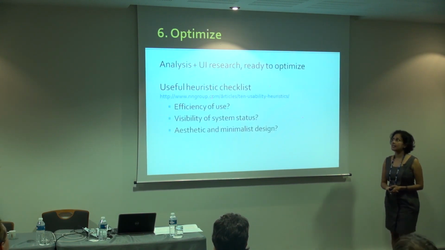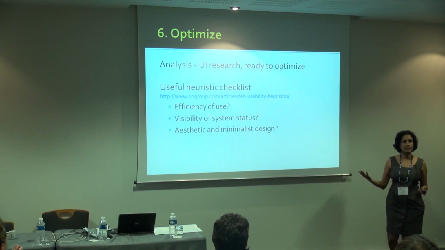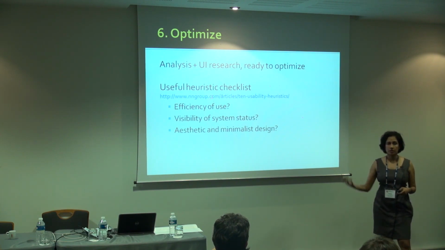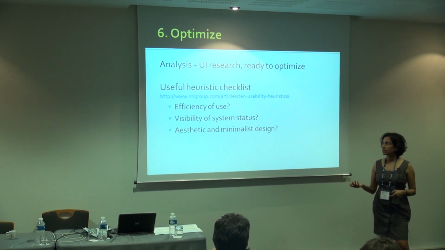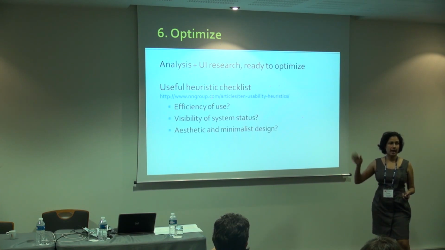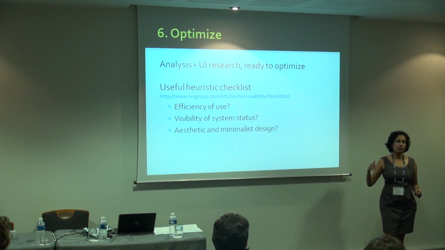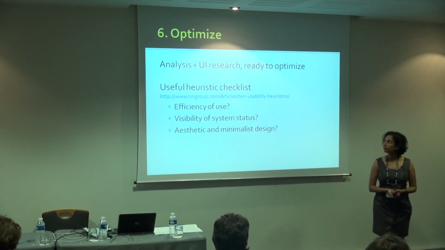Step 6 is optimize. So you've got your analysis and you've got your research. You put that together and you actually do your coding. And you can do this while you're adding in your new features. And for good measure, we had this checklist. The checklist was something we just kept in the front of our minds to see, well, are we hitting some key points? Like how efficient is it to use? Is the system status visible? What's the aesthetic like?